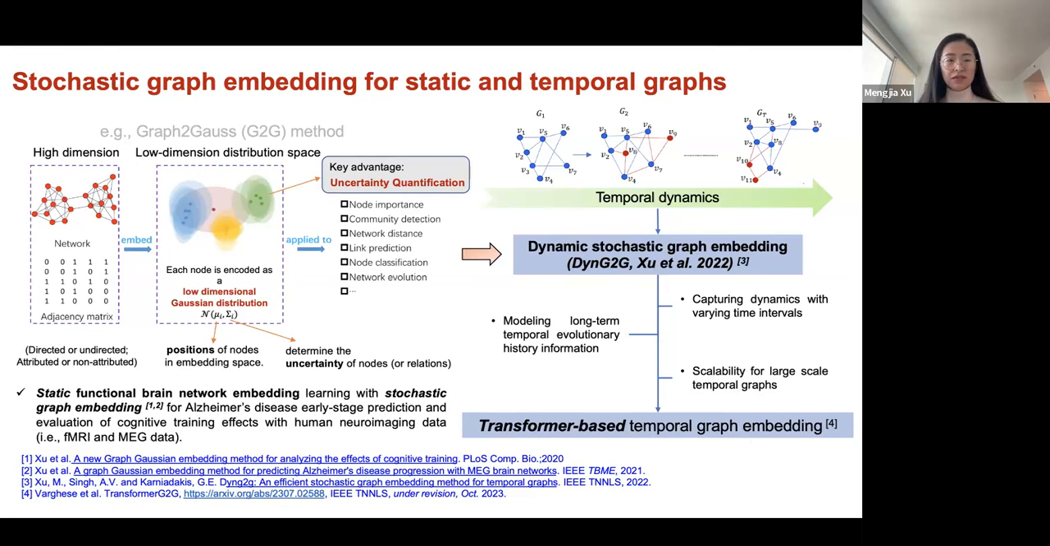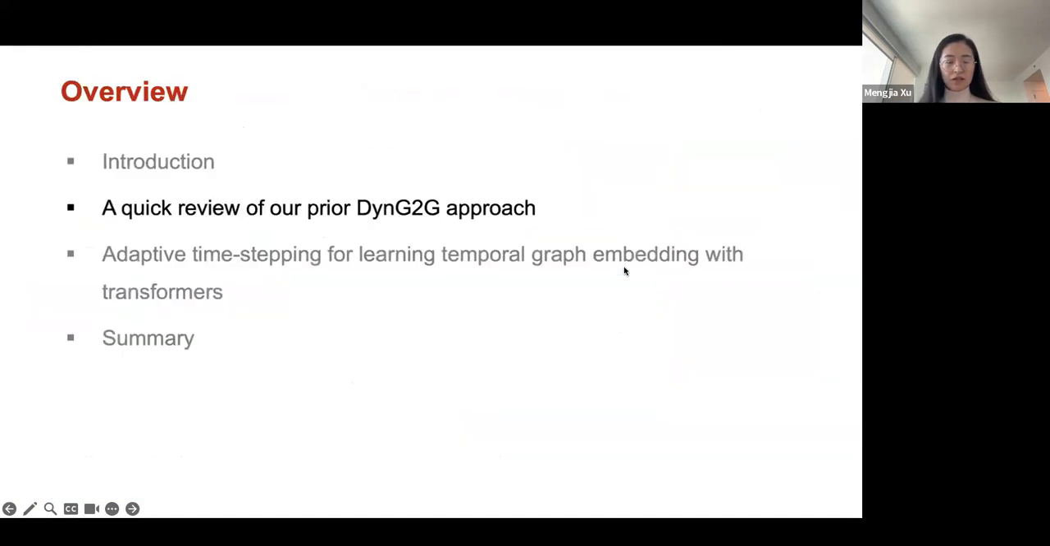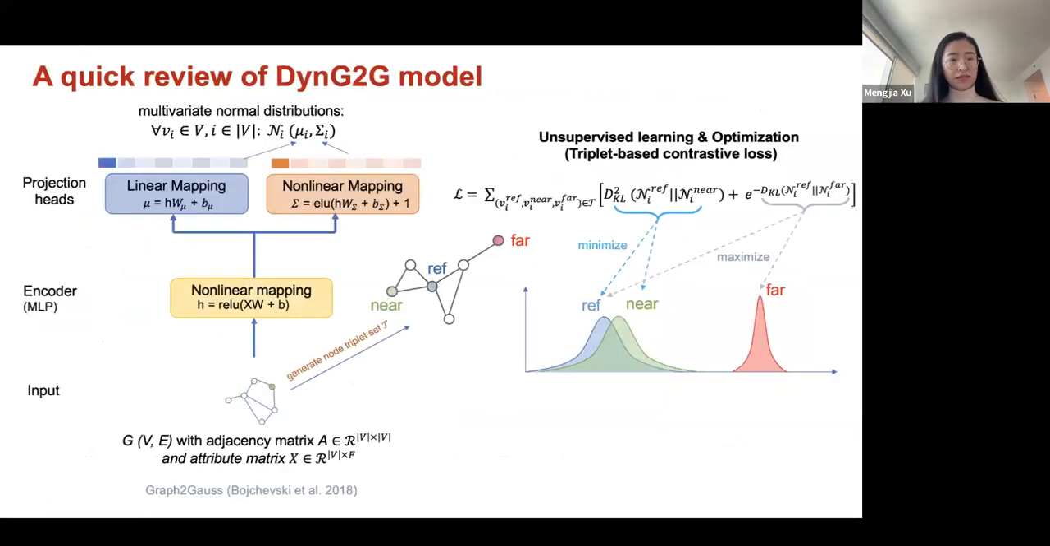So that's basically what we have done for graph embedding approaches for both static graphs and temporal graphs. And today in the following, I will focus on the recent work, transformer-based temporal graph embedding, but I will also give a brief overview of this G2G approach. So next, I will give a brief review of our prior dynamic graph Gaussian embedding method.